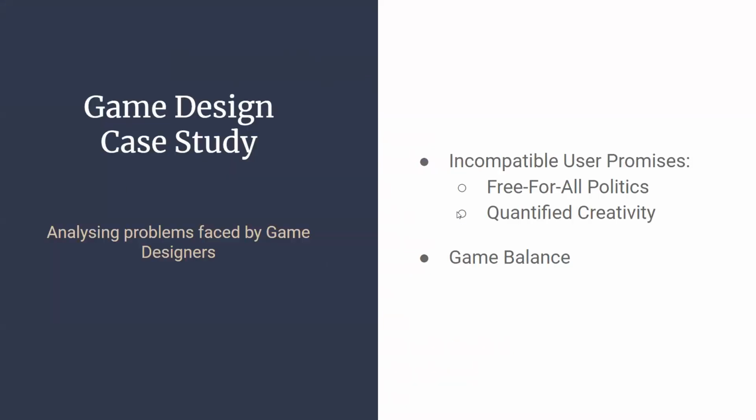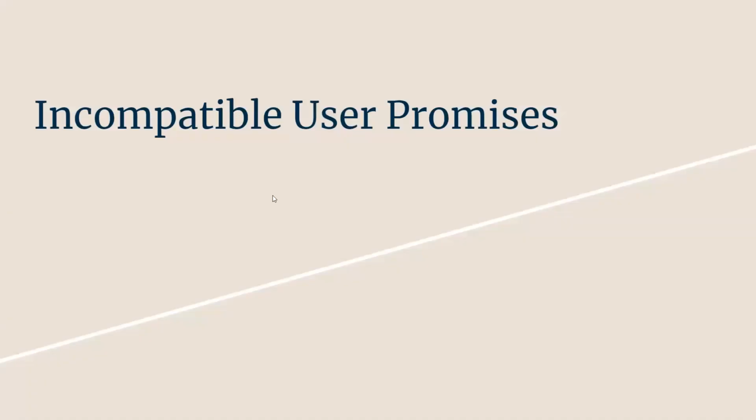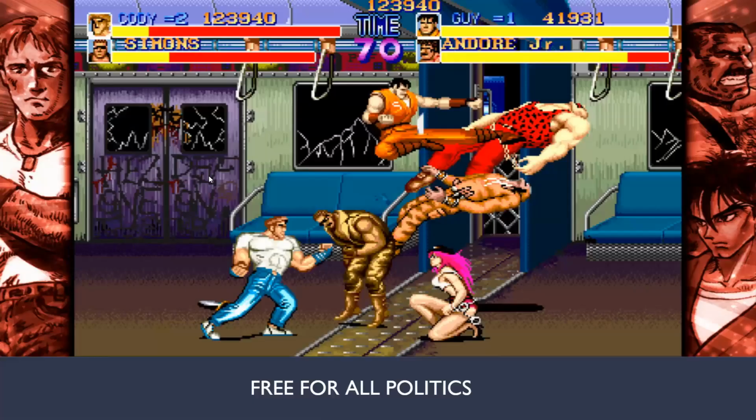So for game design, I've curated a few case studies which show the problems that a game designer might face in a company. The cases that I've seen are free for all politics and quantified creativity. I'm going to explain this before. And game balance is more of a technical look into how game designers try to balance out stuff using probability and other advanced concepts in that field. So, incompatible user promises. One comes free for all. Now comes free for all product.